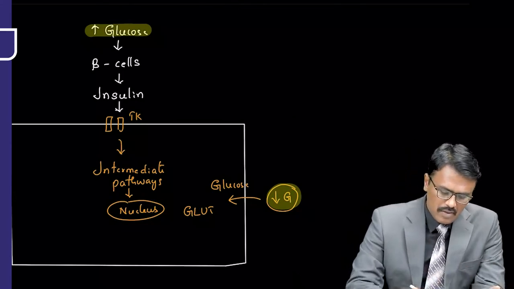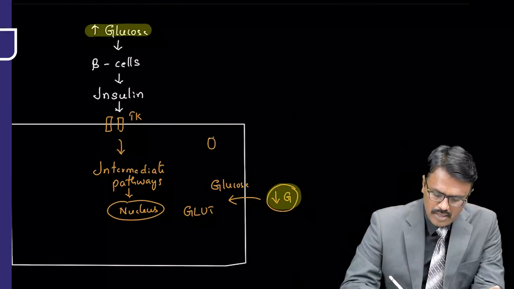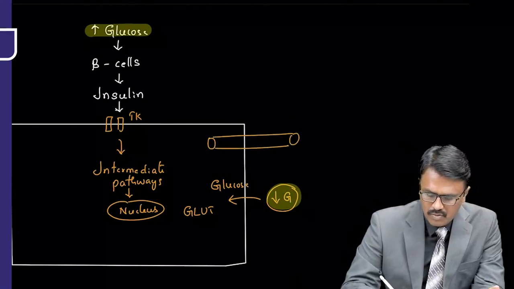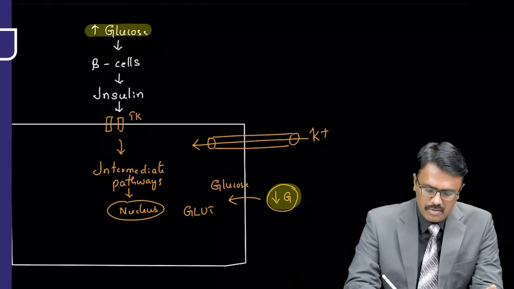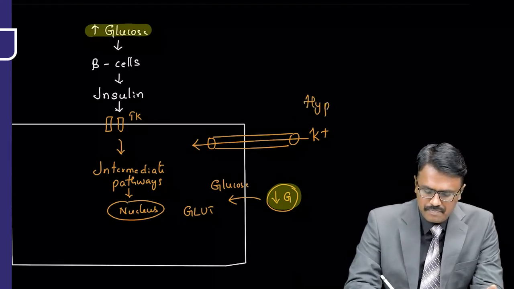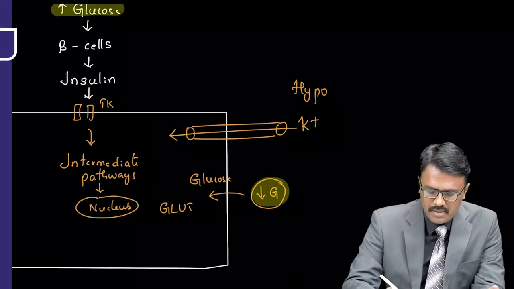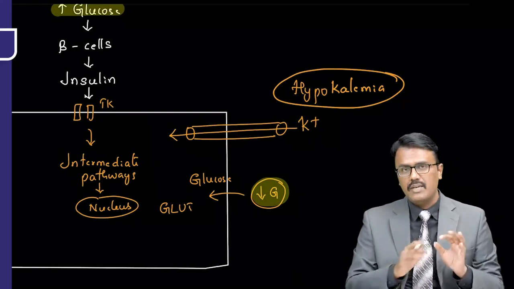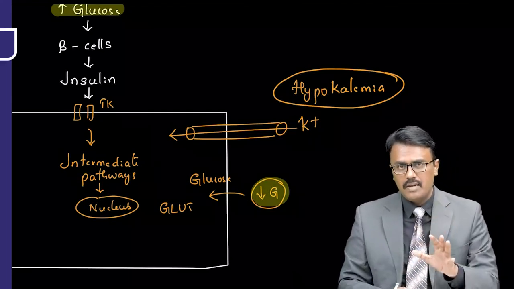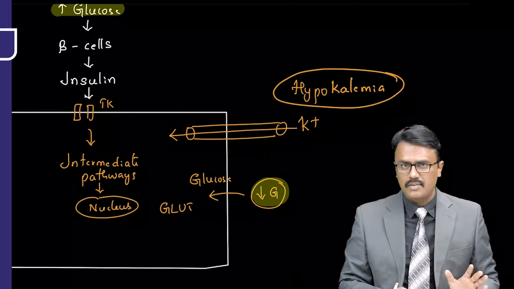Along with that, there is also entry of one more ion when we give insulin, that is potassium. So potassium moves from the blood into the cells. So what is the problem? Hypokalemia. So remember, two important problems we see when we give insulin are hypokalemia and hypoglycemia.